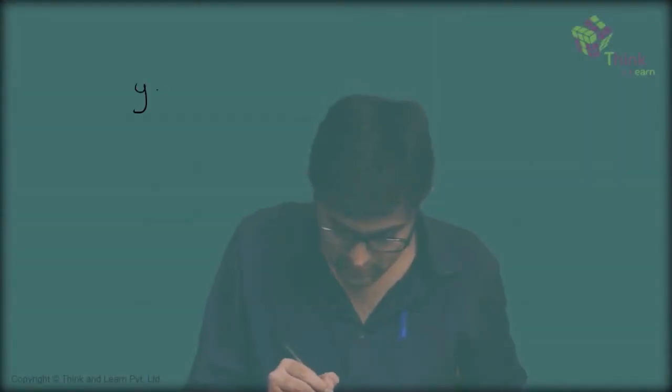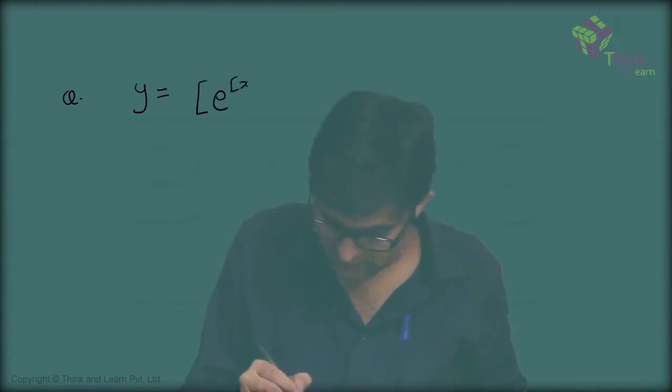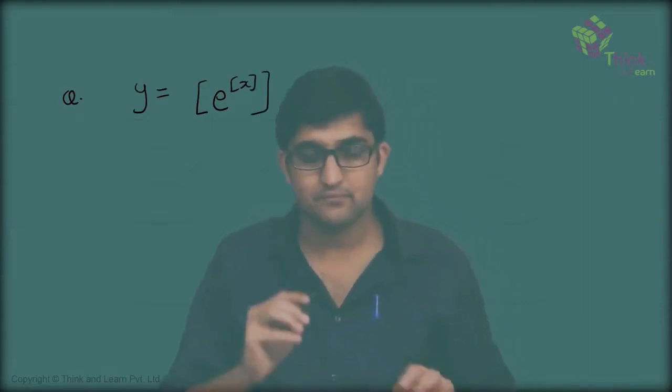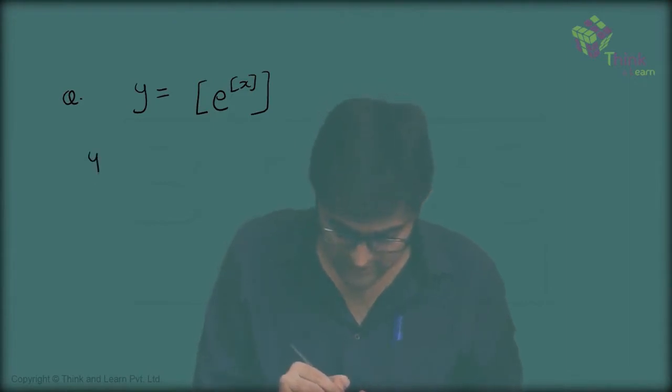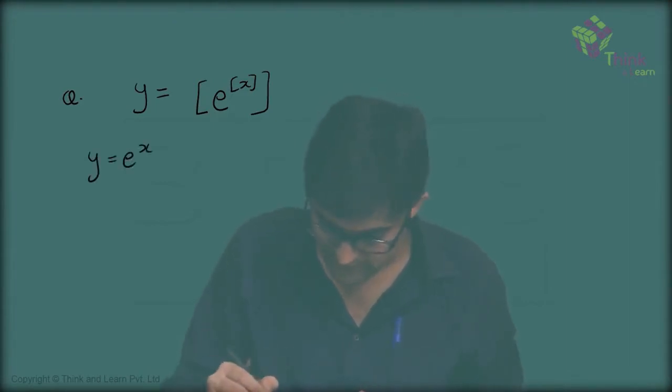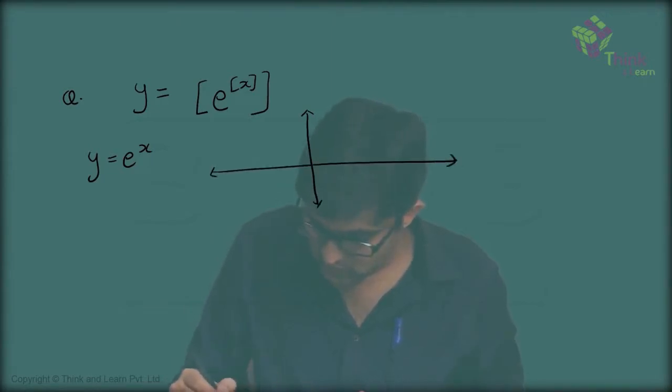You are supposed to do the graph for y is equal to greatest integer of e raised to greatest integer of x. Again, not a straightforward question. So you start with a simpler question, y is equal to e raised to x. Y is equal to e raised to x will look somewhat like this.